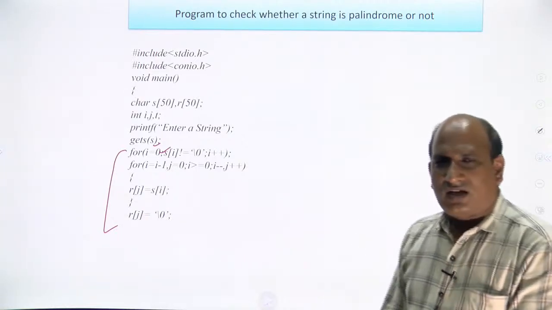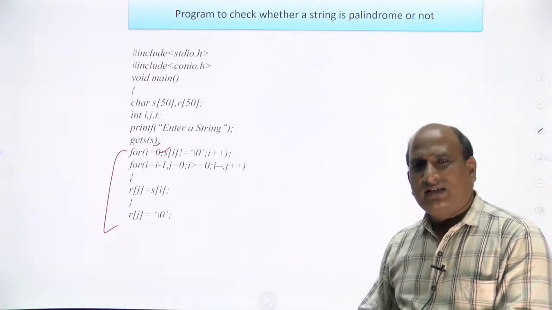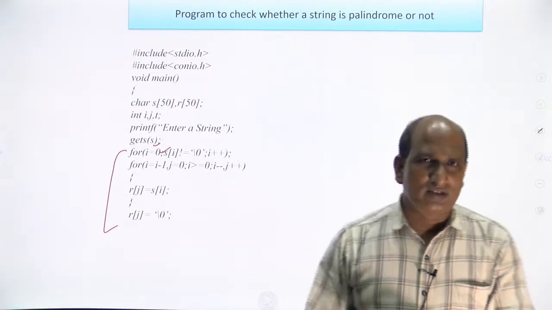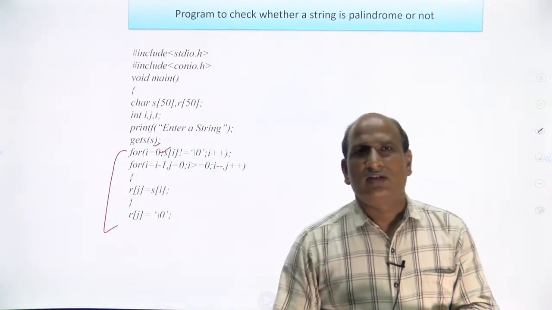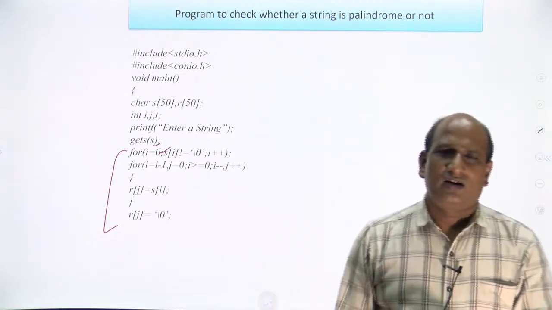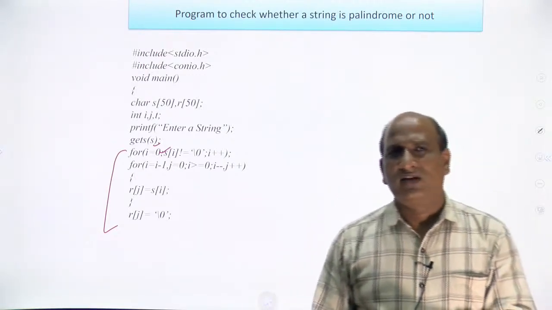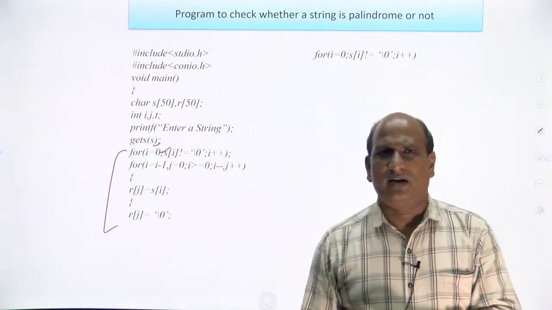Now we want to check whether each and every character of R and S are the same. R has the reverse string, S has the original string. We want to check whether each and every character of both strings is the same or not. If any character at any position is not the same, the string is not a palindrome, otherwise it is a palindrome.